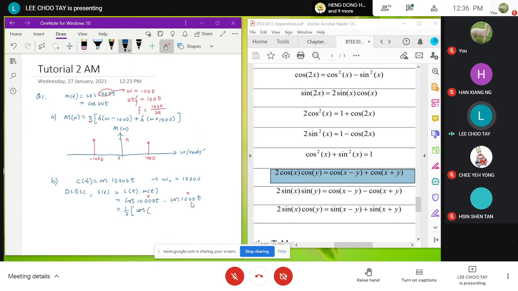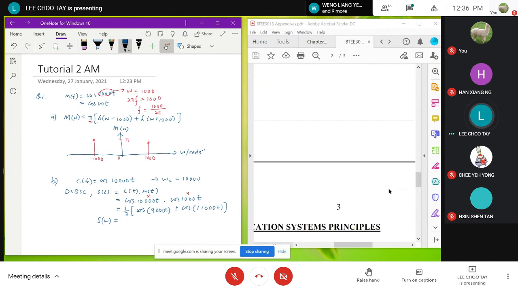So this is 10,000 minus 1,000. Therefore, I have 9,000 t. And plus cosine of x plus y. So 10,000 plus 1,000 will give us 11,000 t. All right, so this is your s(t). And convert to the frequency domain. Again, I'm going to convert it into omega, so make use of the table up here.